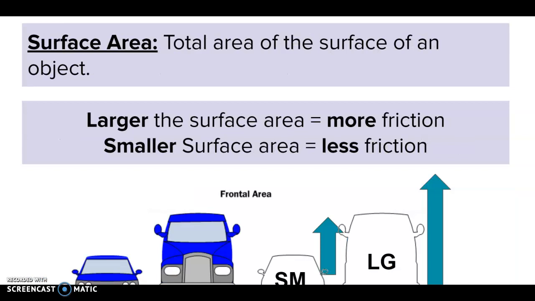Last but not least is surface area. Surface area just means how much surface there is for the air to run into. So when we are talking about friction, like if you look at the vehicles in the image, the large truck has a lot more surface for air to bump into or run into or produce friction against. So the more surface you have, the more friction you have.